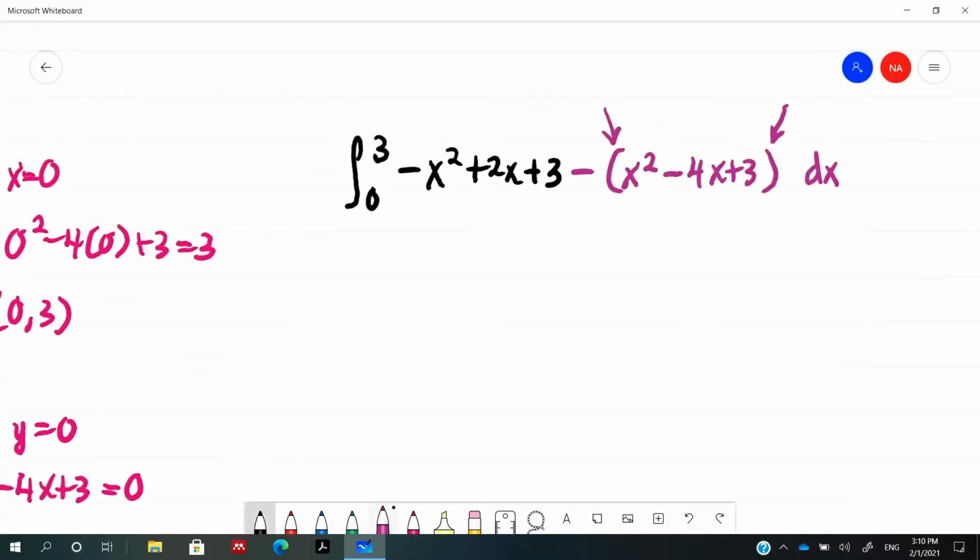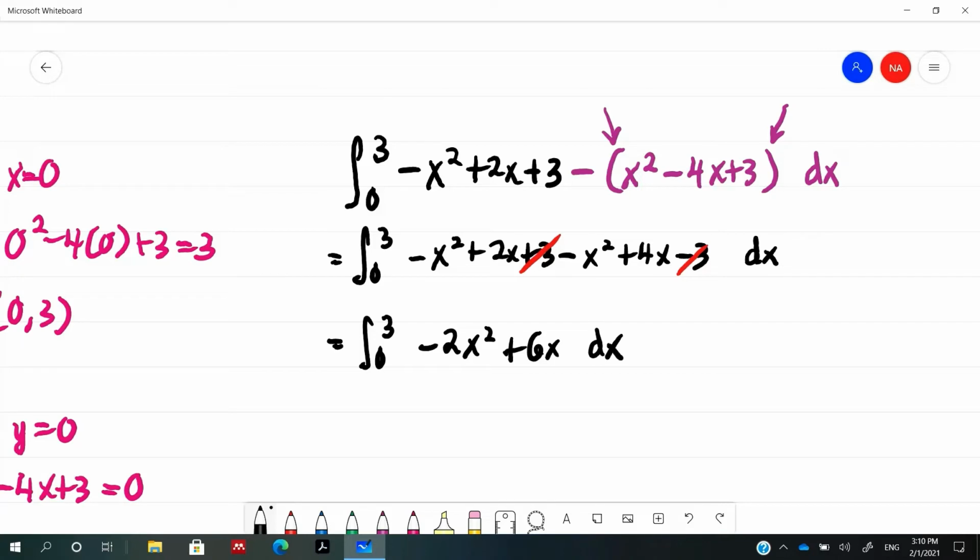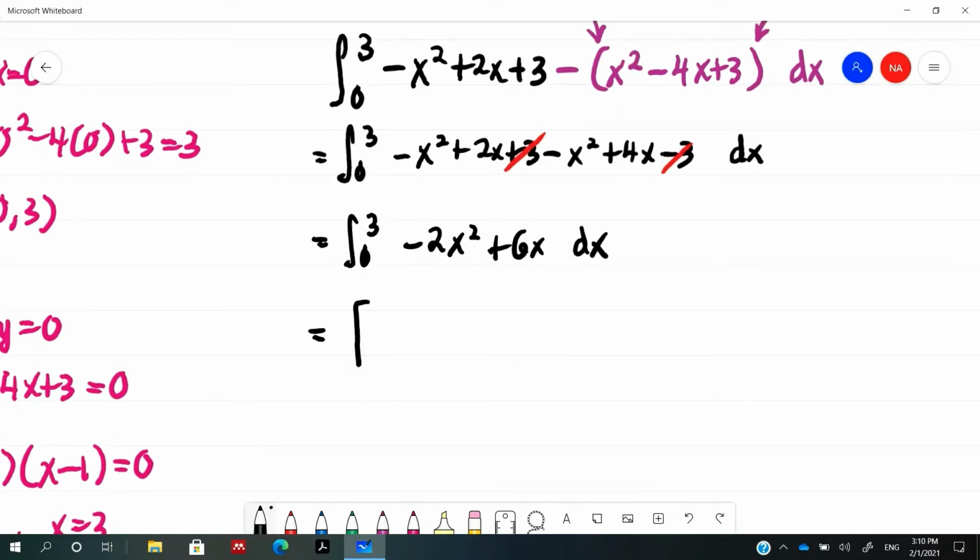So we'll have the integral from 0 until 3 of negative x squared plus 2x plus 3 minus the bracket, negative x squared minus 4x plus 3, dx. We can cancel this part, because 3 minus 3 becomes 0, and we simplify that to the integral from 0 until 3 of negative 2x squared plus 6x dx. All right, so now we want to integrate this. When we integrate this, we'll get negative 2x to the power of 3 over 3 plus 6x squared over 2, substituted from 0 until 3.